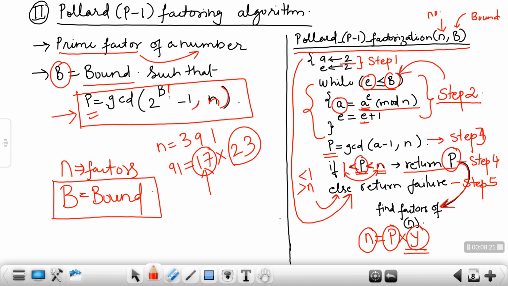So just keep in mind Pollard's p minus 1 factorization with bound b. This algorithm is very important. Without this algorithm you won't be able to solve the problem. So next we will solve one problem and we will see how actually this algorithm is implemented.